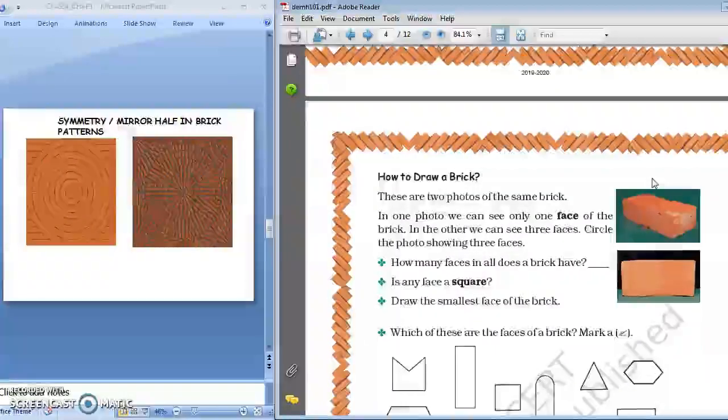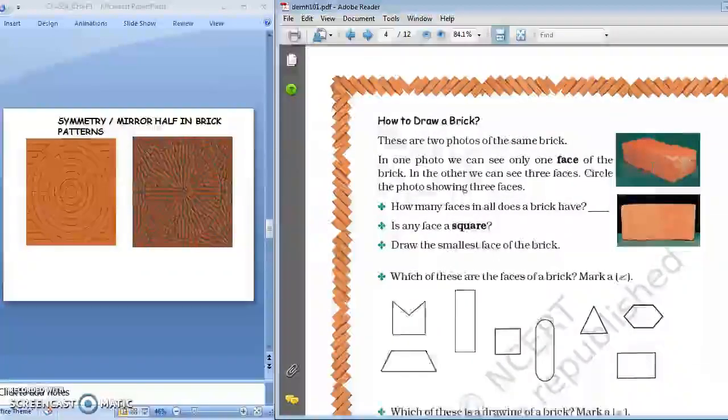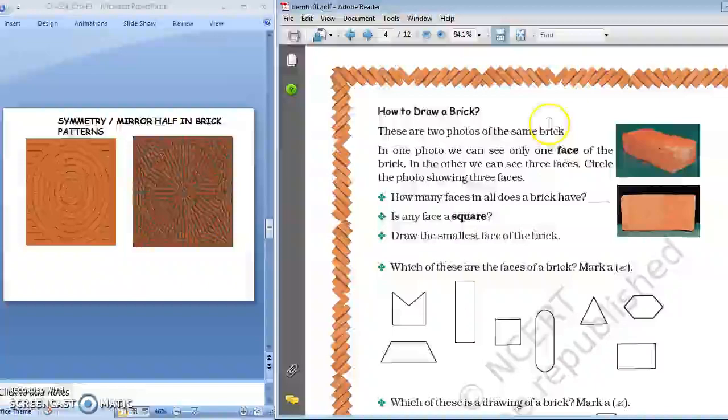Let us see how to draw a brick. I had given you this homework that you're supposed to draw a brick. A brick is cuboid in shape. To draw the cuboid, we need to draw the length, breadth and height of it. So hope you people have drawn it nicely.